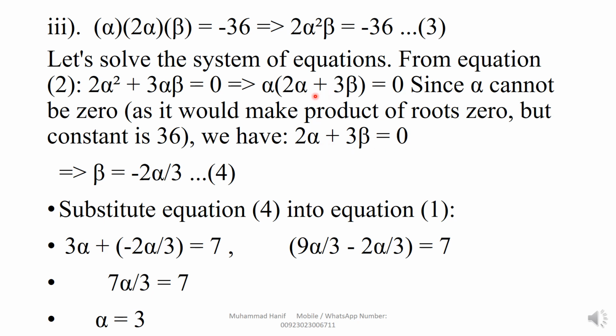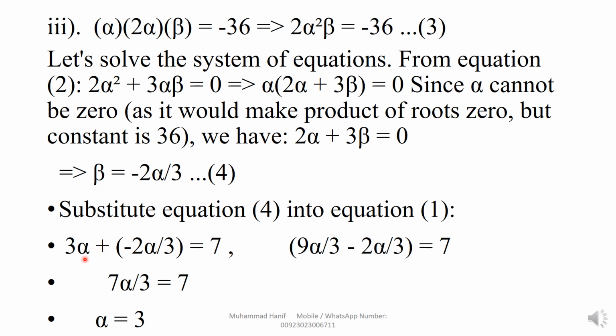Now you can see we use equal to 0. Now we find beta. In this condition, beta equal to minus 2 alpha divided by 3, and this we call equation 4. Substitute equation 4 into equation 1: 3 alpha plus minus 2 alpha divided by 3 equal to 7.